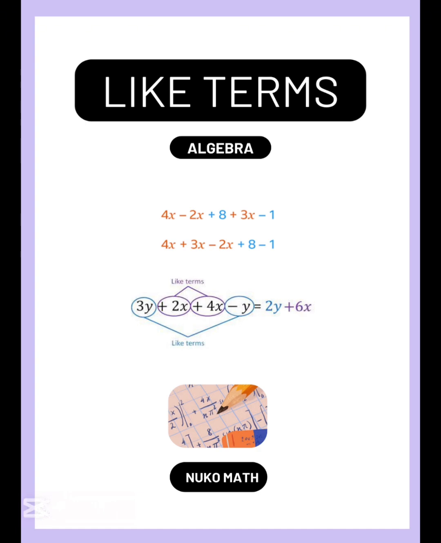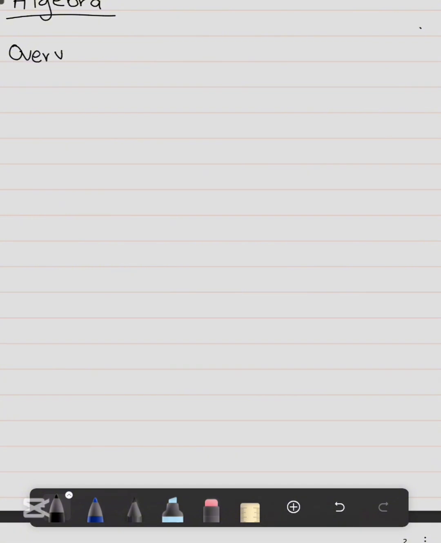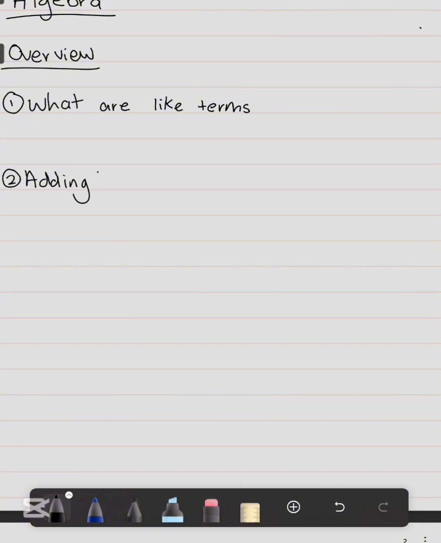Today we're going to start with the topic of algebra and go over like terms. Here's an overview of what we're going to be doing in today's video. First, we're going to be talking about what like terms are to help you gain an understanding. Then we're going to work on some problems about adding and subtracting like terms from easy to harder questions. Third, we're going to be going over some basic indice rules.